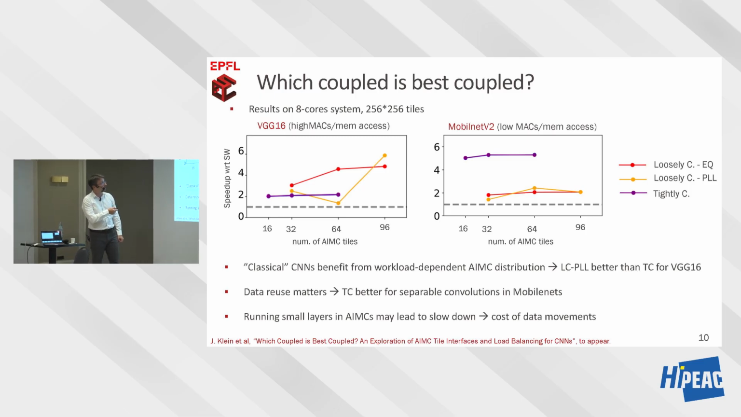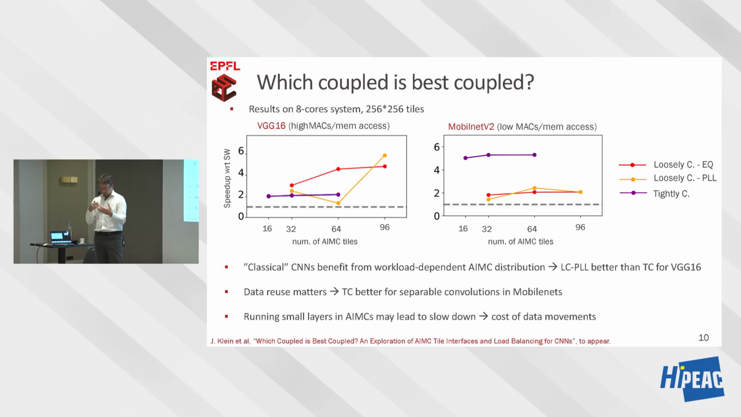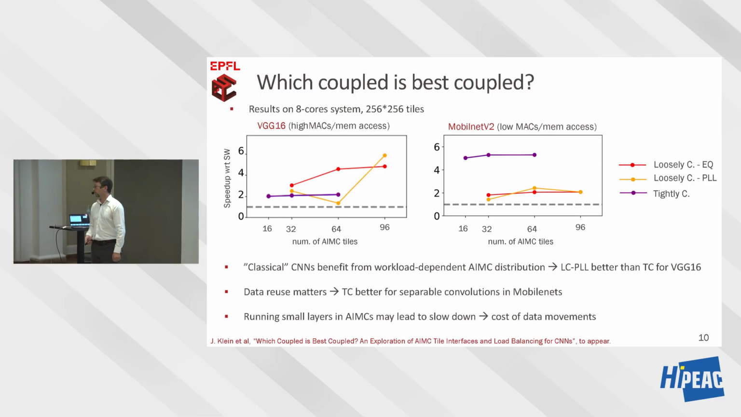In the case in which you have, for example, separable convolutions, depthwise and pointwise, where you have less data reuse, being able to access your accelerator fast and having a fast communication between digital computation in processors and analog computation in the crossbar is what pays off. And in this case of low data reuse, you're better off with tight coupling. So it's very much a matter of hardware-software co-design.